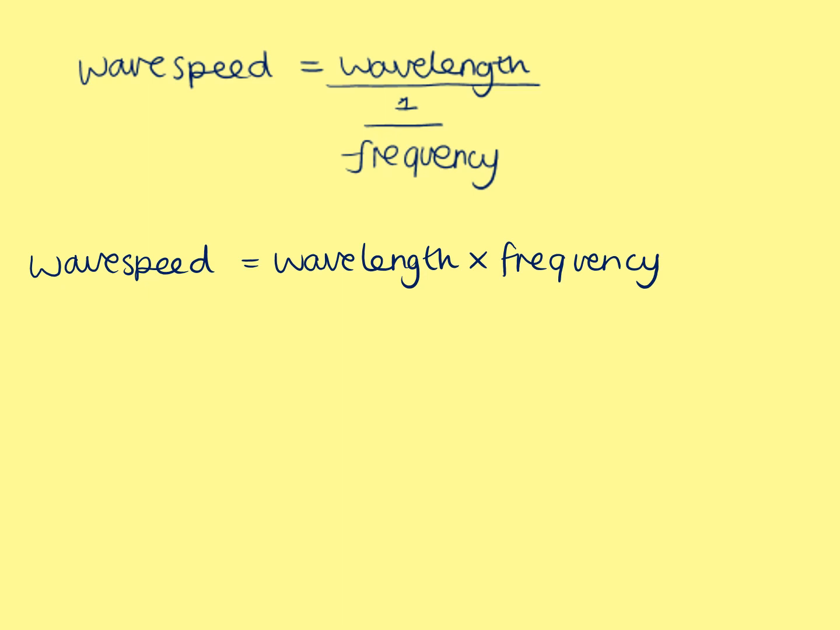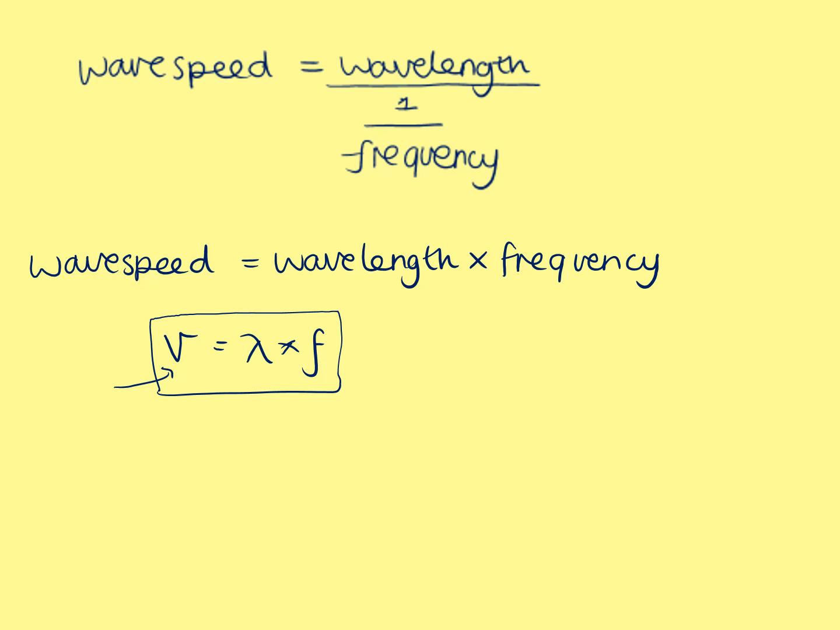And if we were to write that in symbols, V is equal to lambda times F. And that's the wave equation that you learnt when you studied waves. And I've just shown you where it comes from and why it's the same when you work out wave speed as when you work out speed using distance and time.